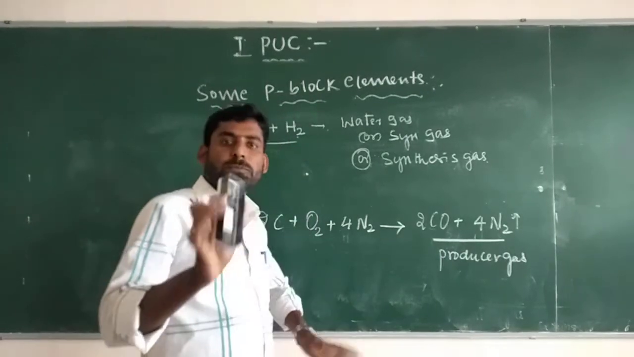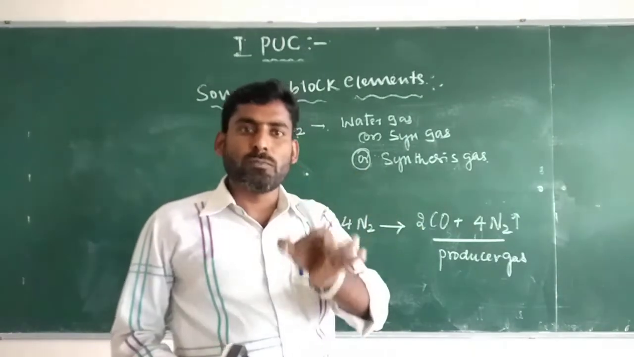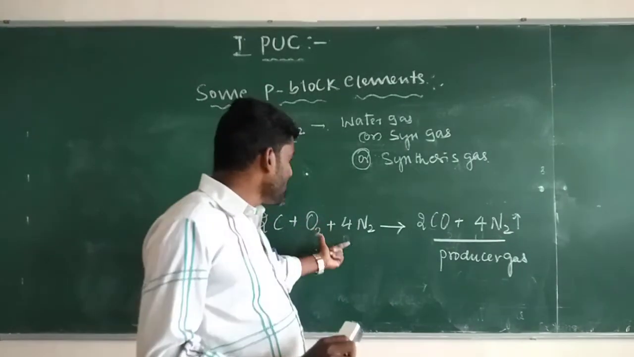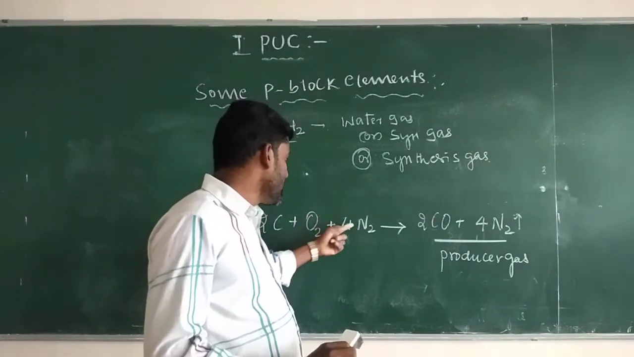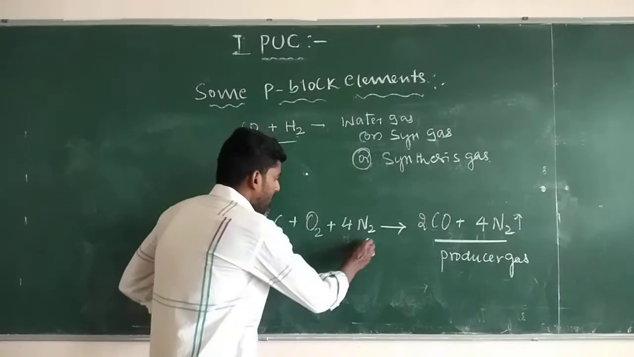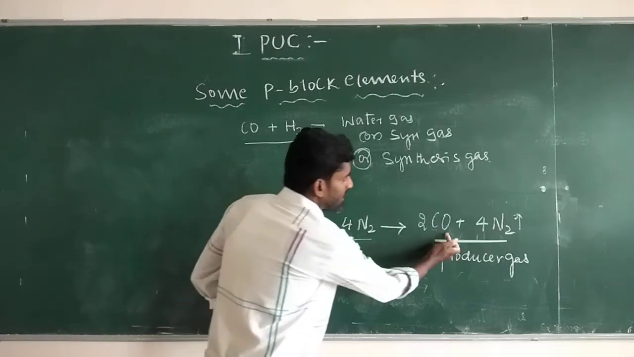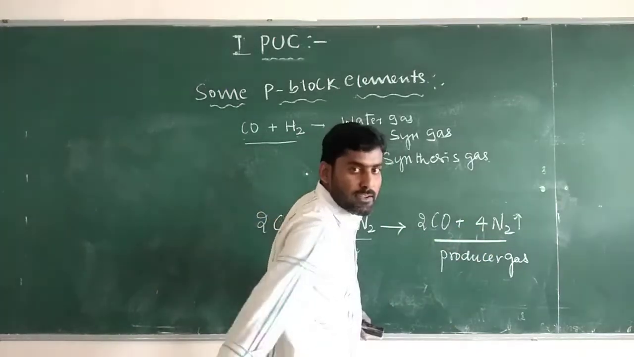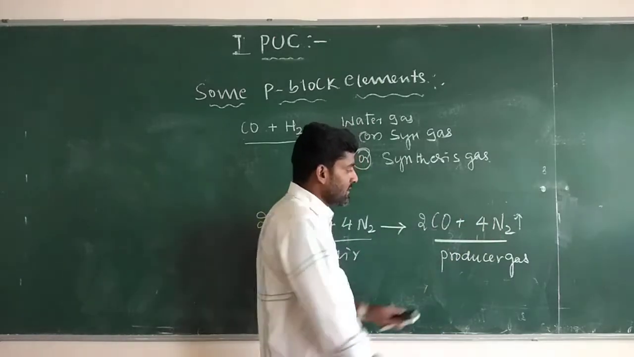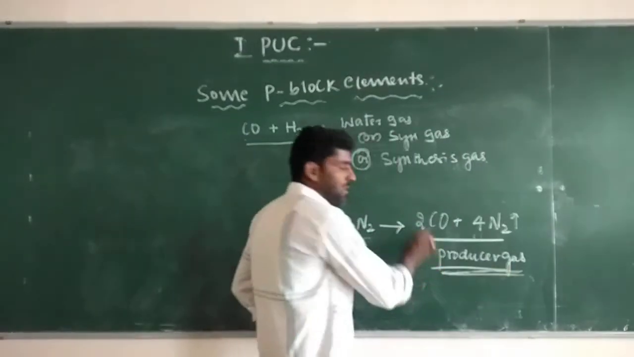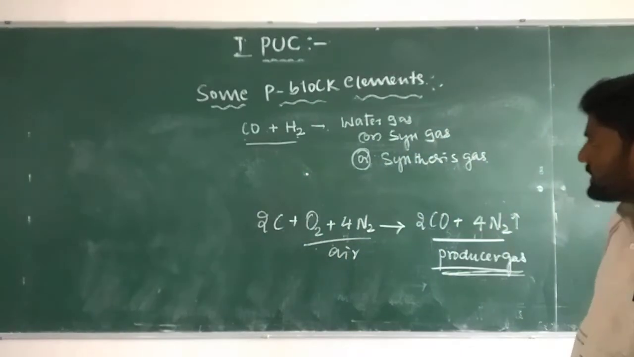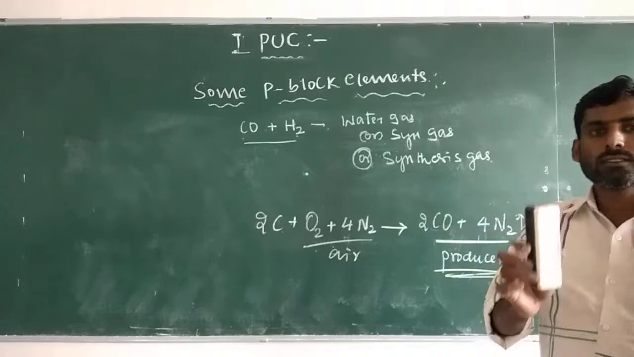So in the place of steam, if air is used directly, the carbon combines with nitrogen and oxygen of air to form a mixture of carbon monoxide and dinitrogen. This carbon monoxide and nitrogen gas mixture is called producer gas. So like this, carbon monoxide is prepared.